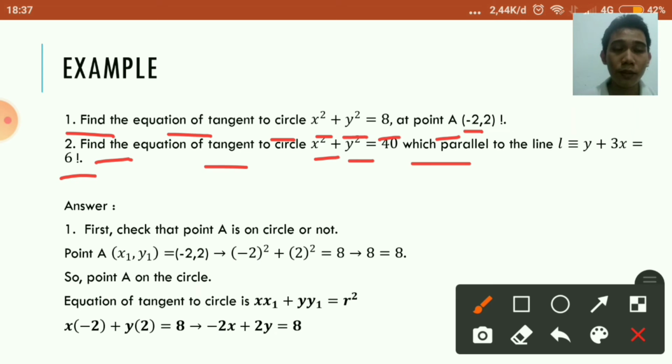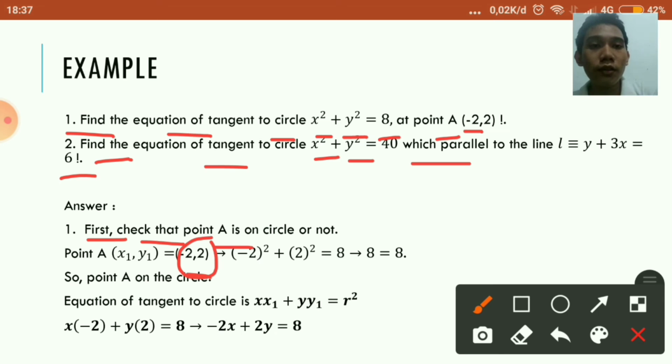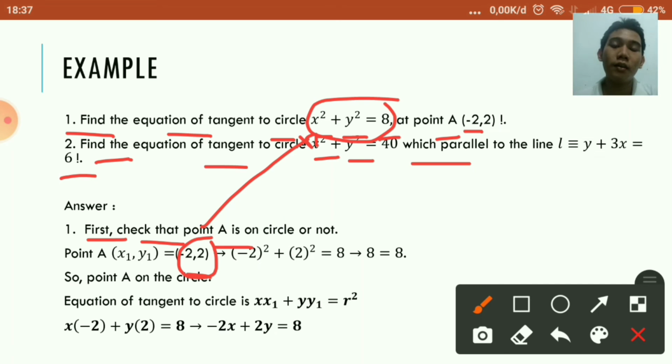Okay, I will give the first answers. For the first question, first check whether point A is on the circle or not. Point A, (x1, y1) = (−2, 2). If we substitute the point into the equation of the circle and the value is equal to 8, that means point A is on the circle. After we substitute, we get 8. That means point A is on the circle.